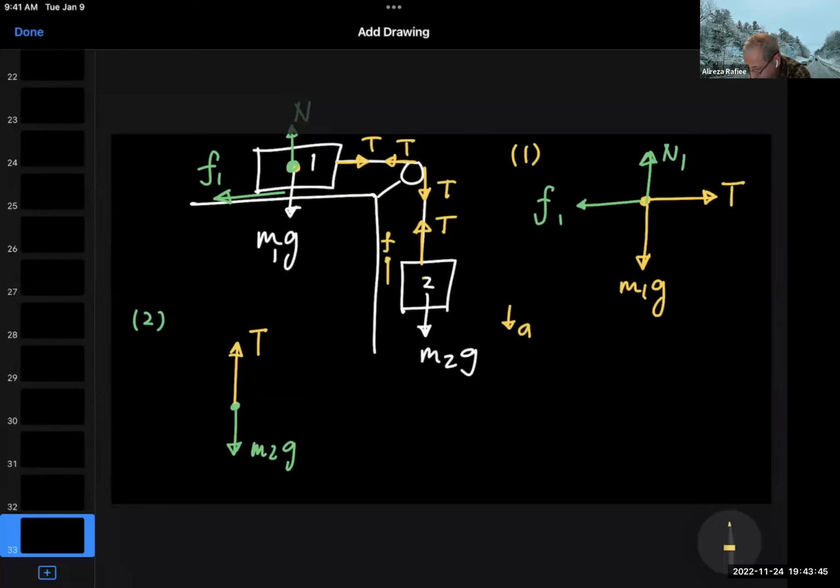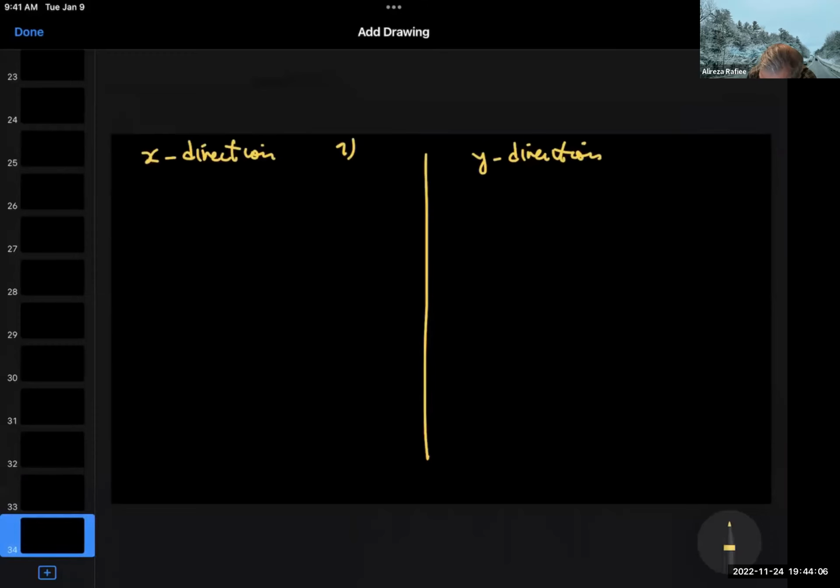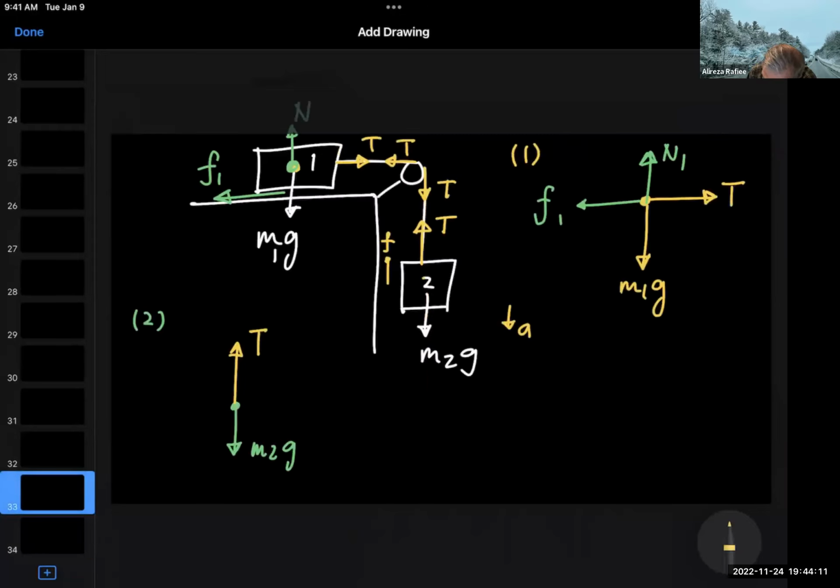Now you have two free body diagrams, and now you can solve it. Again, you have to always separate the x direction from the y direction. And so in x, you also have object 1 and 2. So for object 1, here's what I have. In the x direction I have T minus f1. I assume this is the positive direction for x, and I also consider upward as the positive direction for y.